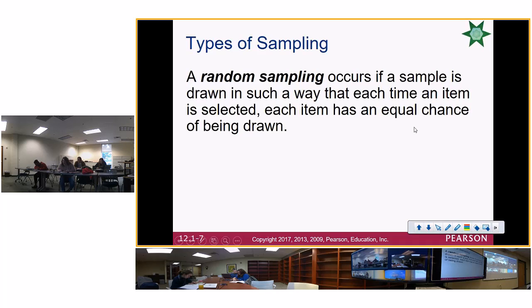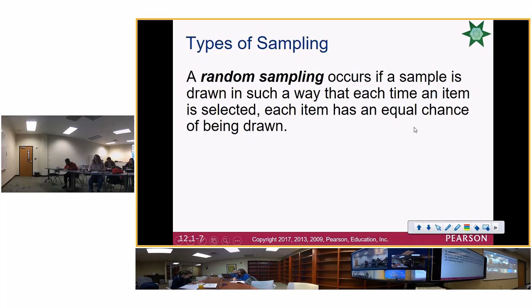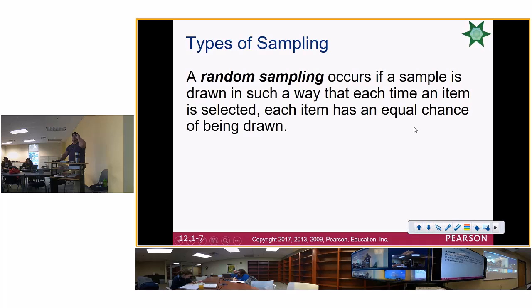Are you drunk? Oh my God. Equal chance, I need you to highlight it. Because that is what the definition of a random sample is.